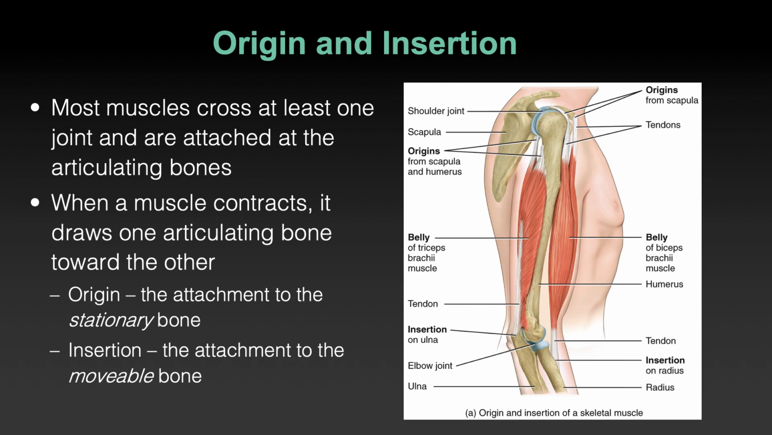Now, the origin and insertion might seem arbitrary. There's 2 points of attachment, 2 bones. Which is which? The general rule is that the stationary bone, the bone that doesn't move, the point of attachment on the stationary bone is the origin. And where the muscle connects on the bone that does move when it contracts is the insertion.